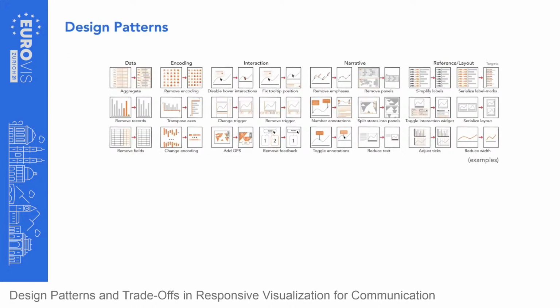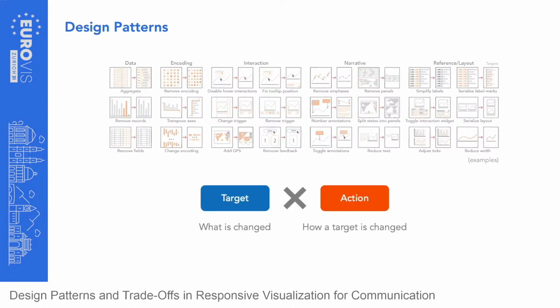Through analyzing in that way, we derived 76 design patterns. These are pictograms of some of our design patterns. We provide design patterns on our online gallery with pictograms and definitions. We describe our design patterns in 2 dimensions, targets and actions.